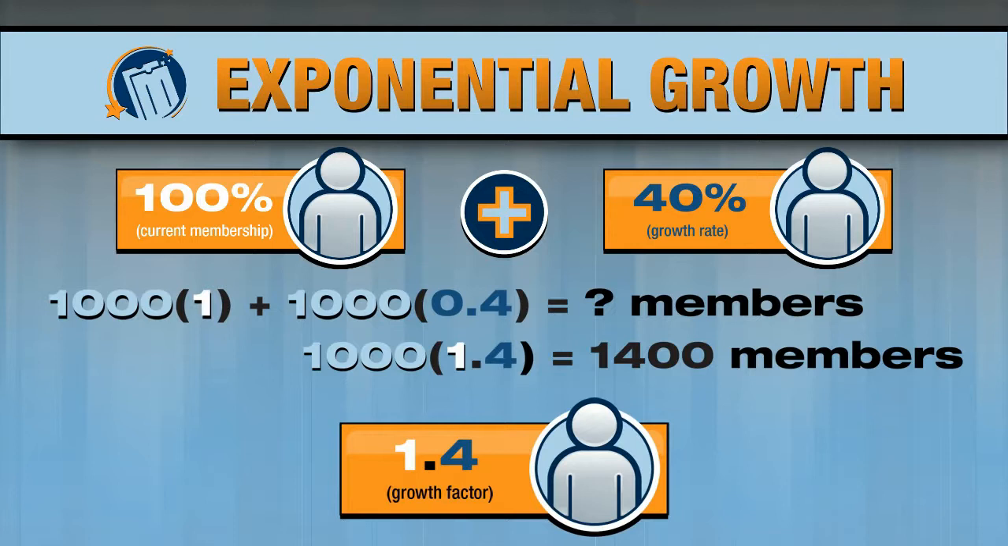What you need to know is 1 and 4/10 is called the growth factor. Notice, this is 1 plus the growth rate. Anytime we have a factor greater than 1, it represents exponential growth. 400 new members. So we just estimated the number of members by the end of month 1.